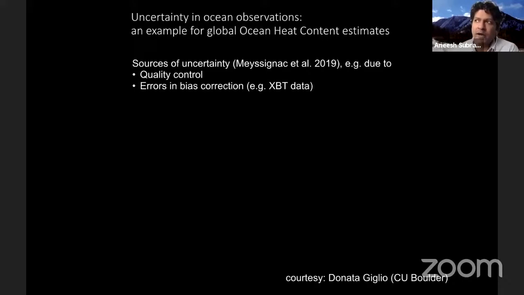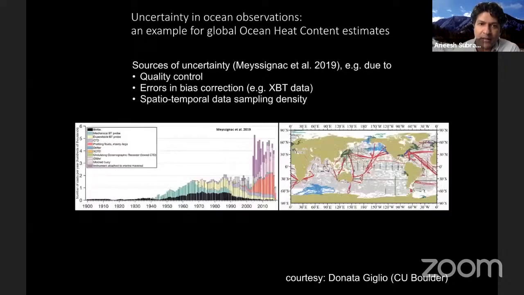So how are the Argo observations that are collected from the ocean quality controlled? Are we checking if there are outliers, if there are errors in some observations due to some reasons of the observing system? That can affect the uncertainty. Another source of uncertainty is bias correction. For instance, some observations like XBT data from ships have a known bias, and being able to correct that accurately is another source of uncertainty.